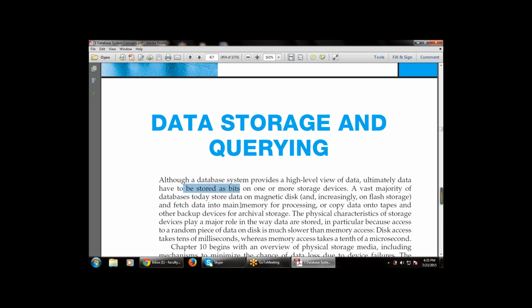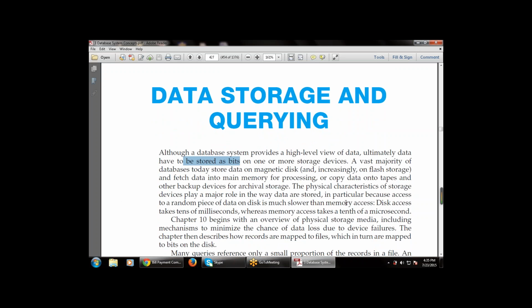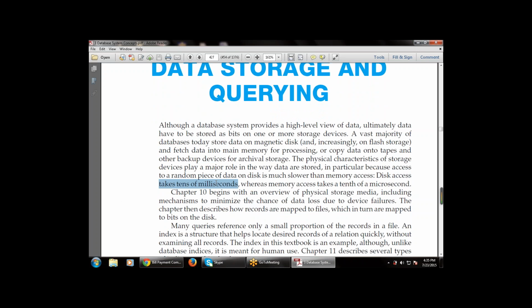The physical characteristics of storage devices play a major role in the way data are stored. In particular, accessing a random piece of data on the disk is much slower than memory access. Disk access takes tens of milliseconds, whereas memory access takes a tenth of a microsecond.